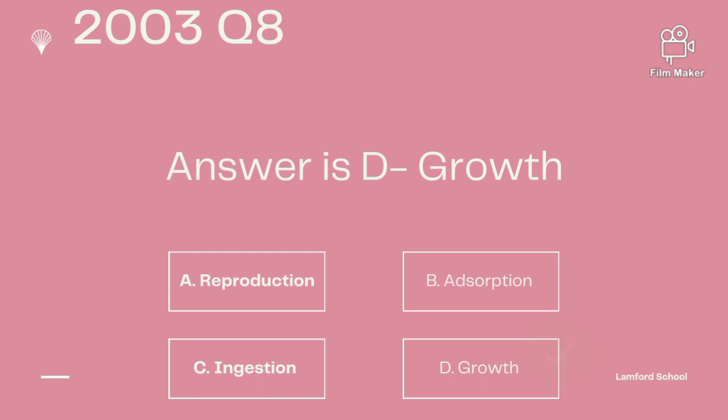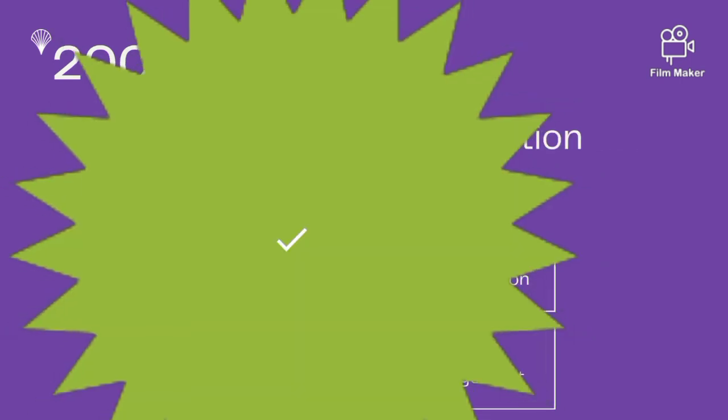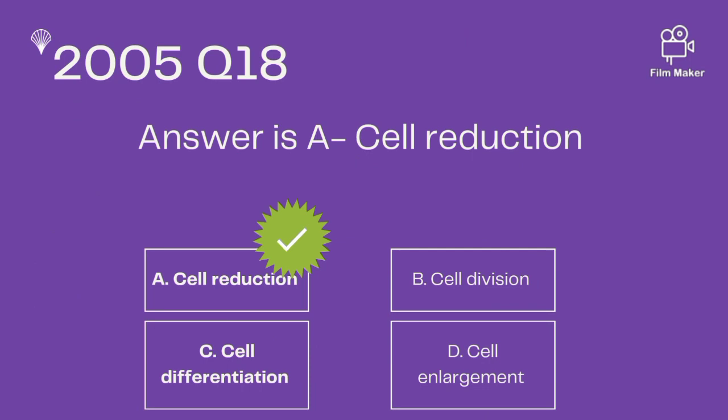Question 18 from 2025. Growth involves the following except A. cell reduction, B. cell division, C. cell differentiation, and D. cell enlargement. What do you think the answer is? The correct option is option A, cell reduction. This is because a cell that is reducing in mass or length or size cannot be said to be growing. All other options are processes leading to growth.